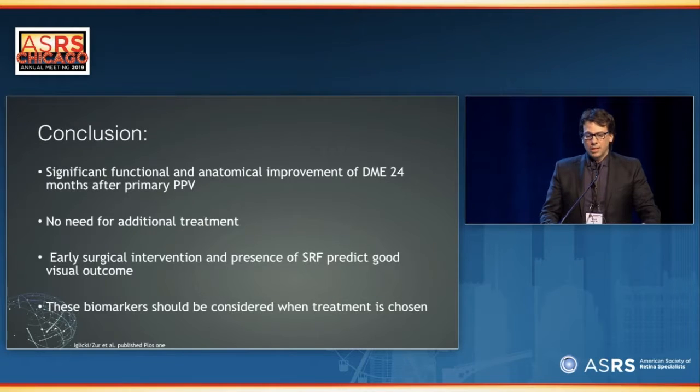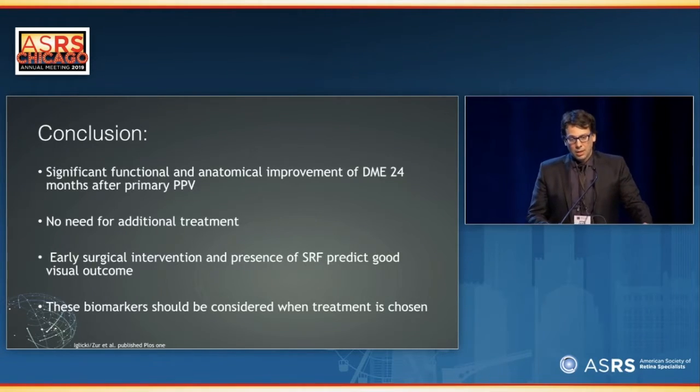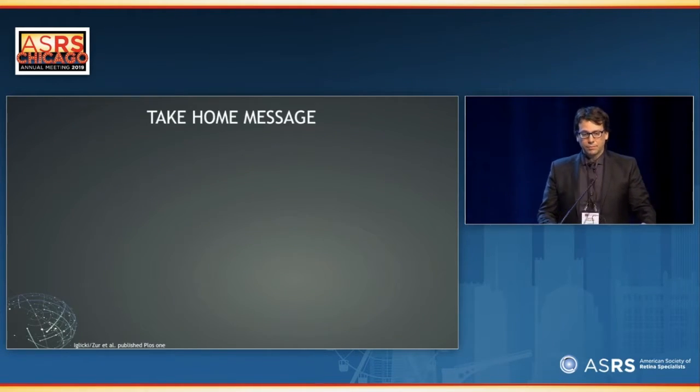In conclusion, significant functional and anatomical improvement of DME 24 months after primary vitrectomy was shown. There was no need for further treatment, that is to say laser, anti-VEGF, DEX implant, or fluocinolone implant. Early surgical intervention ended up in better visual acuity, and this biomarker should be considered when choosing this treatment.